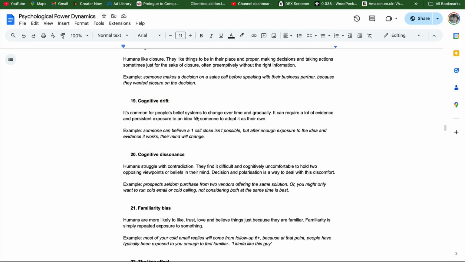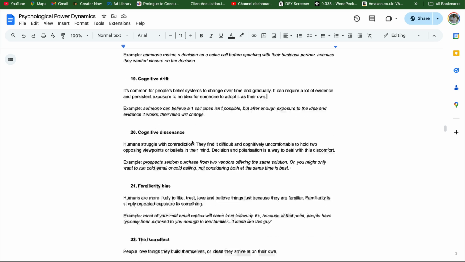19, cognitive drift. It's common for people's belief systems to change over time and gradually. It can require a lot of evidence and persistent exposure to an idea for someone to adopt it as their own. Example, someone can believe a one-call close isn't possible, but after enough exposure to the idea and evidence it works, their mind will change.